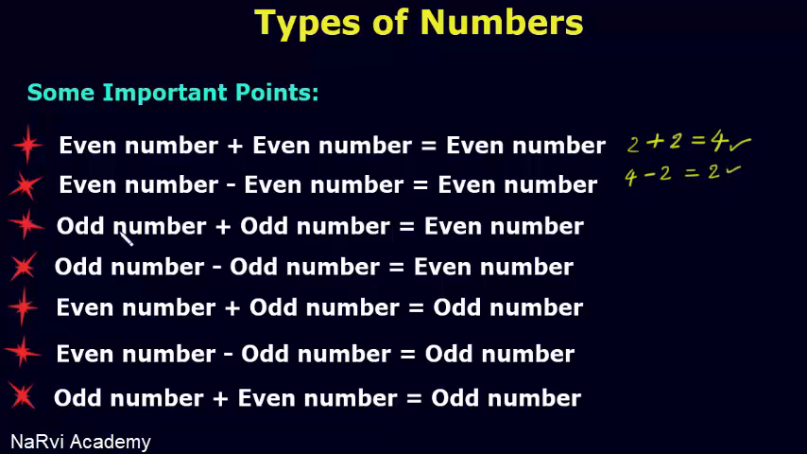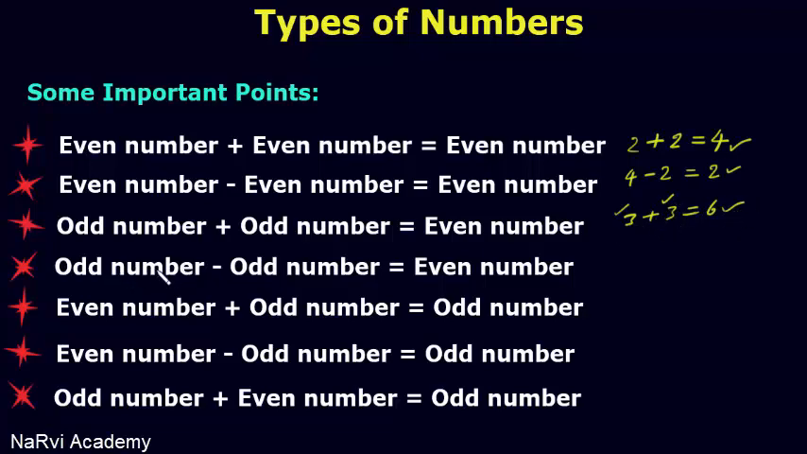If we add one odd number to another odd number, we will always get an even number. For example, 3 plus 3 equals 6. 3 is an odd number. Again, 3 is an odd number. But if you add both of them, you will get an even number.